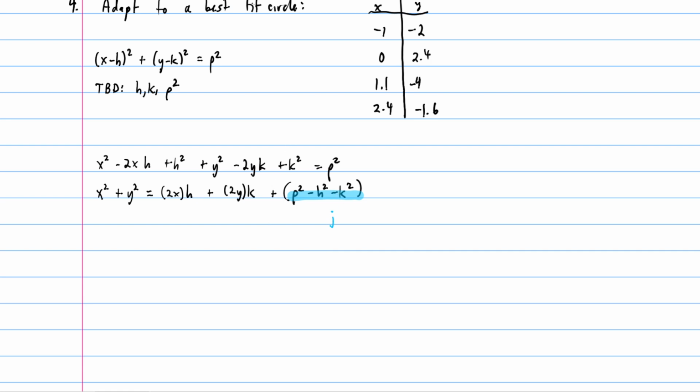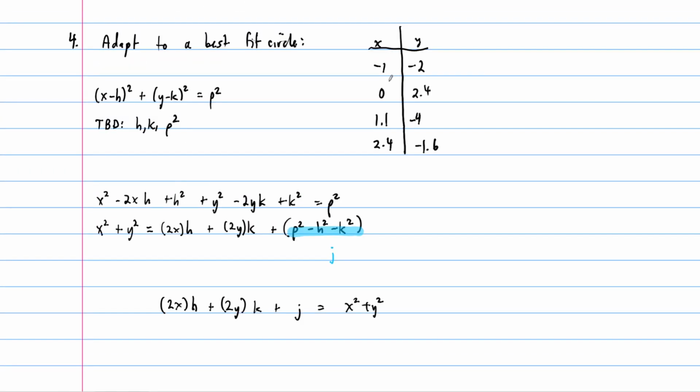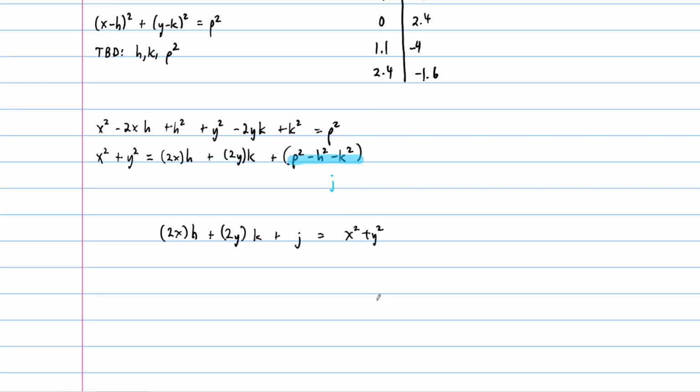And so then our system is going to be determined by the following. Our matrix equation is going to come from, I'm going to rewrite this now, 2x times h plus 2y times k, so coefficient h, coefficient k, plus j. This term j is just 1j, by the way, equals, on this side, x squared plus y squared. So now to build our system, we just need to plug in this data for these coefficients, and then that'll give us our equations.